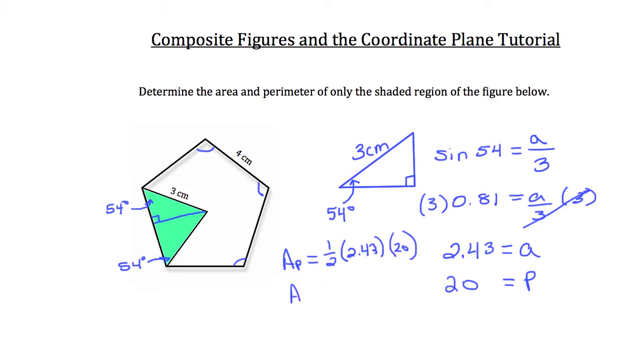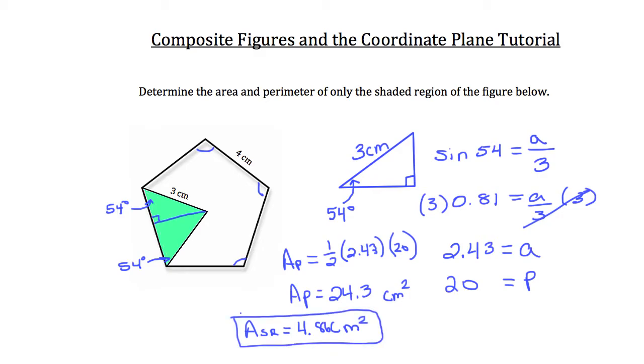So we could just take 1/2 of 20 to make this easier. Half of 20 is 10, and 10 times 2.43 is 24.3. We just had to move the decimal one place to the right. So the entire area of this pentagon here is 24.3 centimeters squared, but we want 1/5 of that. And 1/5 of that is 4.86. So the area of just the shaded region is 4.86 centimeters squared. Now let's move on to our second problem.